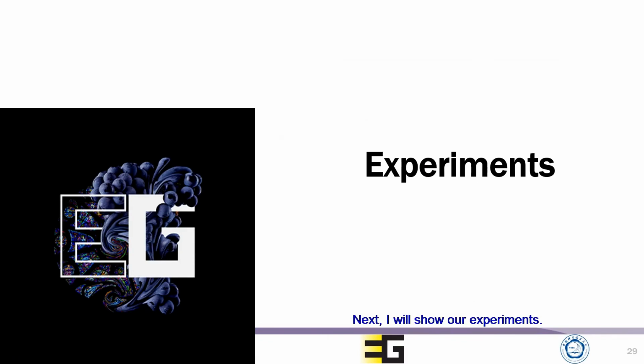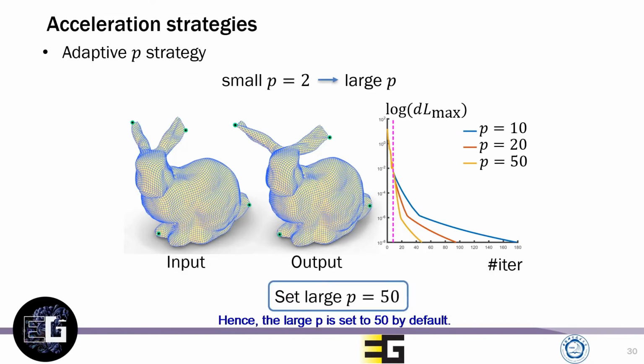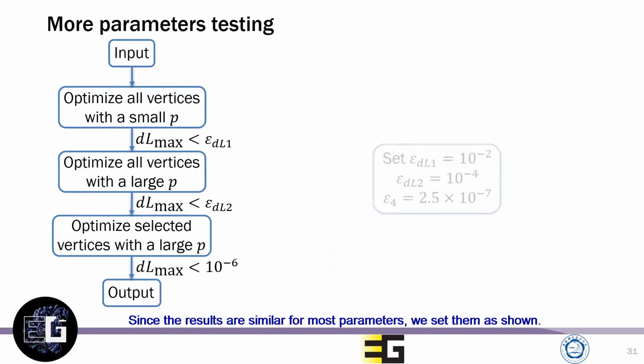Next, I will show our experiments. In the adaptive p strategy, the values of p affect the convergence rate. In general, the small p is set to be 2. Different large p values are tested. We observe that larger p leads to faster convergence. However, a very large p usually causes numerical issues in practice. Hence, the large p is set to be 50 by default. We test 3 parameters in our workflow with more options. Since the results are similar for most parameters, we set them as shown.